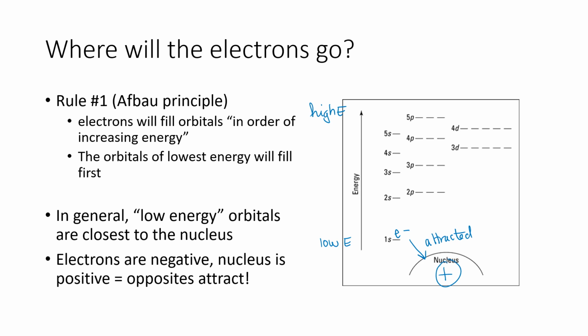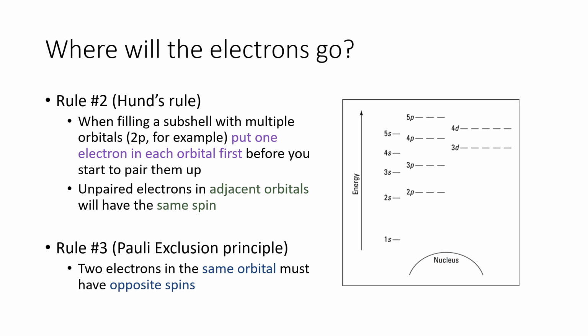That's rule number 1. Rule number 2, if you are filling a subshell that has multiple orbitals available, for example, if you're looking over here at 2p, there's 3 different orbitals available here. You're going to put 1 electron in each orbital before you start to pair them up. When you do that, unpaired electrons in adjacent orbitals need to have the same spin. Rule number 3, if electrons are in the same orbital, they must have opposite spins. So this isn't going to make much sense until we apply it. So let's look at a sample one.